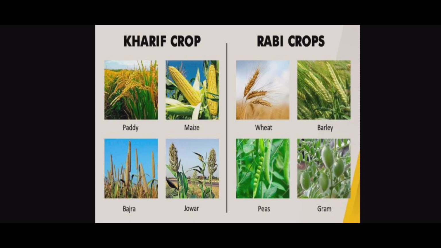Now, our next topic is Kharif crops and Rabi crops. These are the two types of crops. Kharif crops are grown in the monsoon season, from the beginning of the monsoon in June to October, and Rabi crops are grown from November to April in winter. Examples of Rabi crops are wheat and gram, and Kharif crops like rice and maize are examples. Agriculture is very essential for food production and our economy.